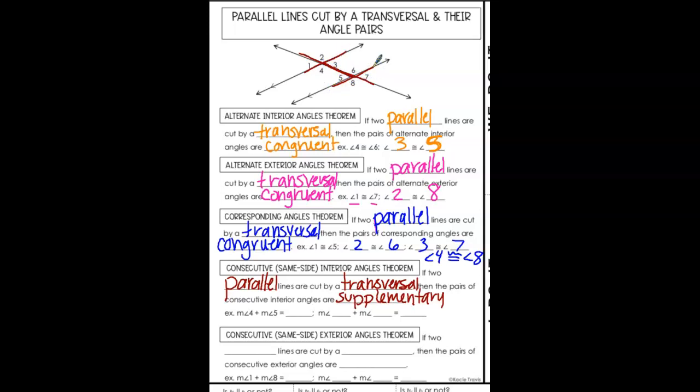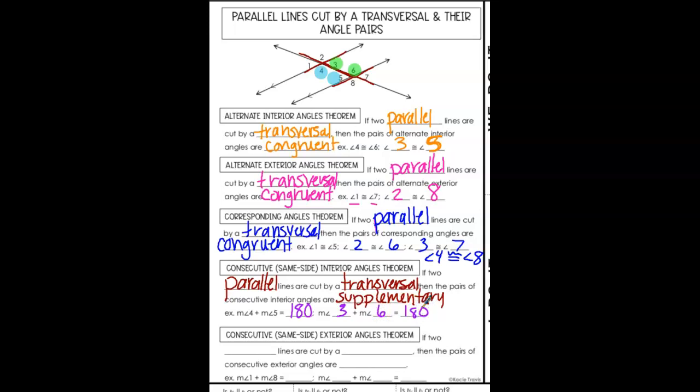those ones right there, you can see that angle 4 and 5 are on the same side on the inside, so they add up to be 180. And then we also have angle 3 and angle 6 are on the inside and on the same side, so they will add up to be 180 as well.